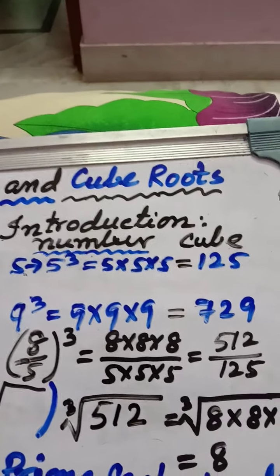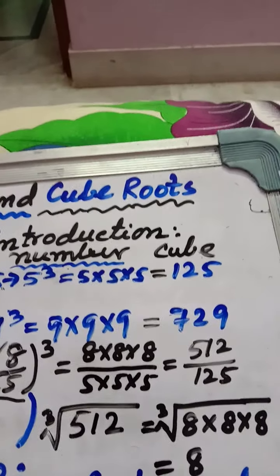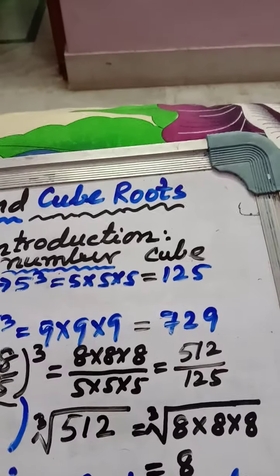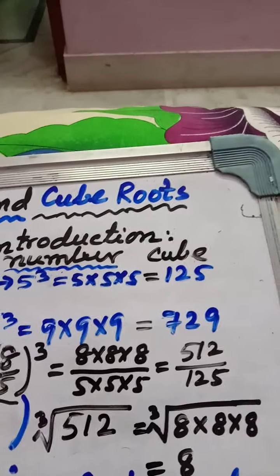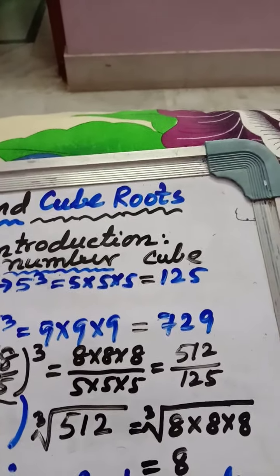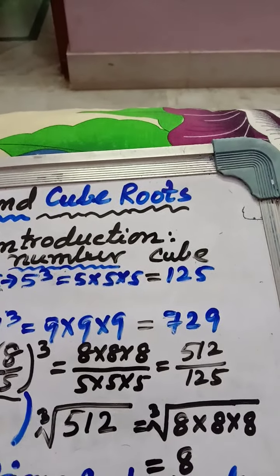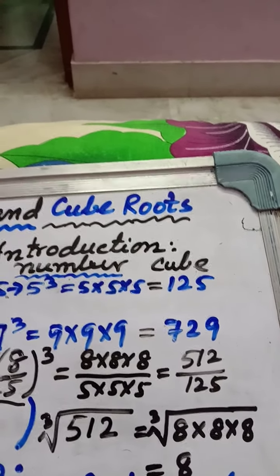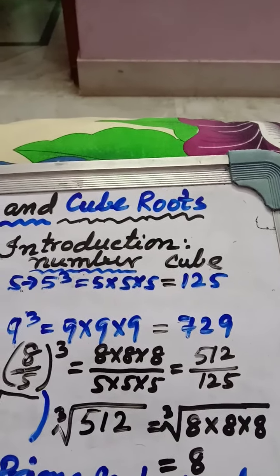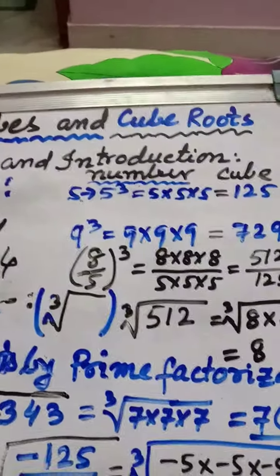So 1 cube will be 1, 2 cube will be 8, 3 cube will be 27, 4 cube will be 64, 5 cube will be 125, 6 cube will be 216, 7 cube will be 343, 8 cube will be 512, 9 cube will be 729, and 10 cube will be 1000. Like this it goes on. Then 11 and all are there. 11 cube will be 1331, I think so. All these things you can find out.